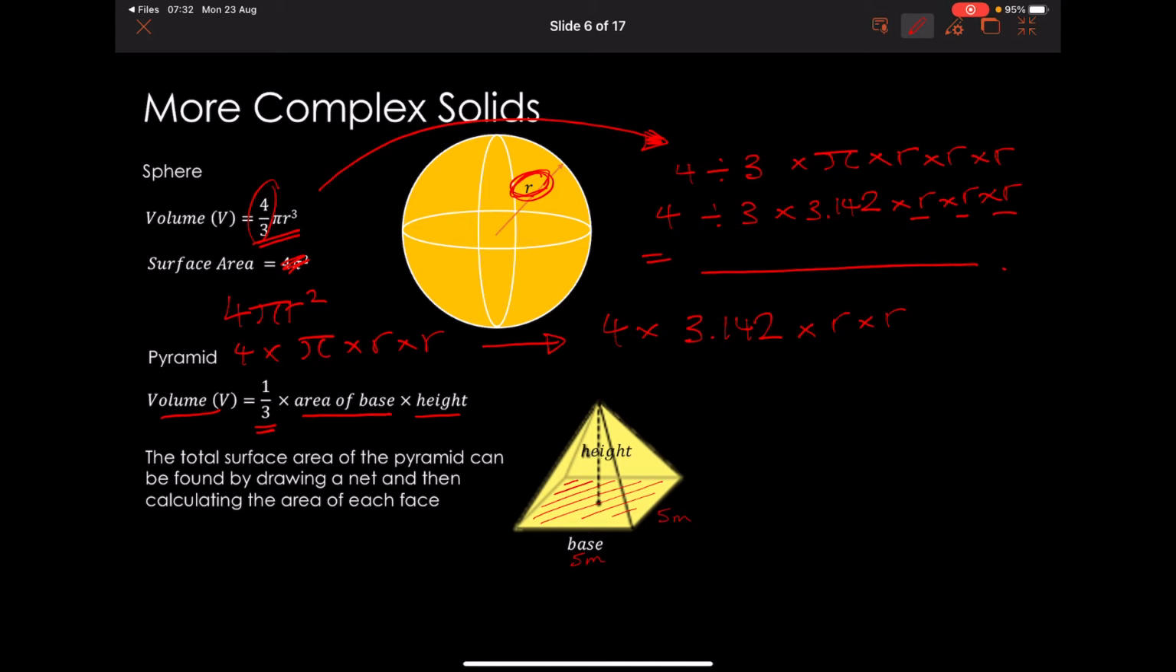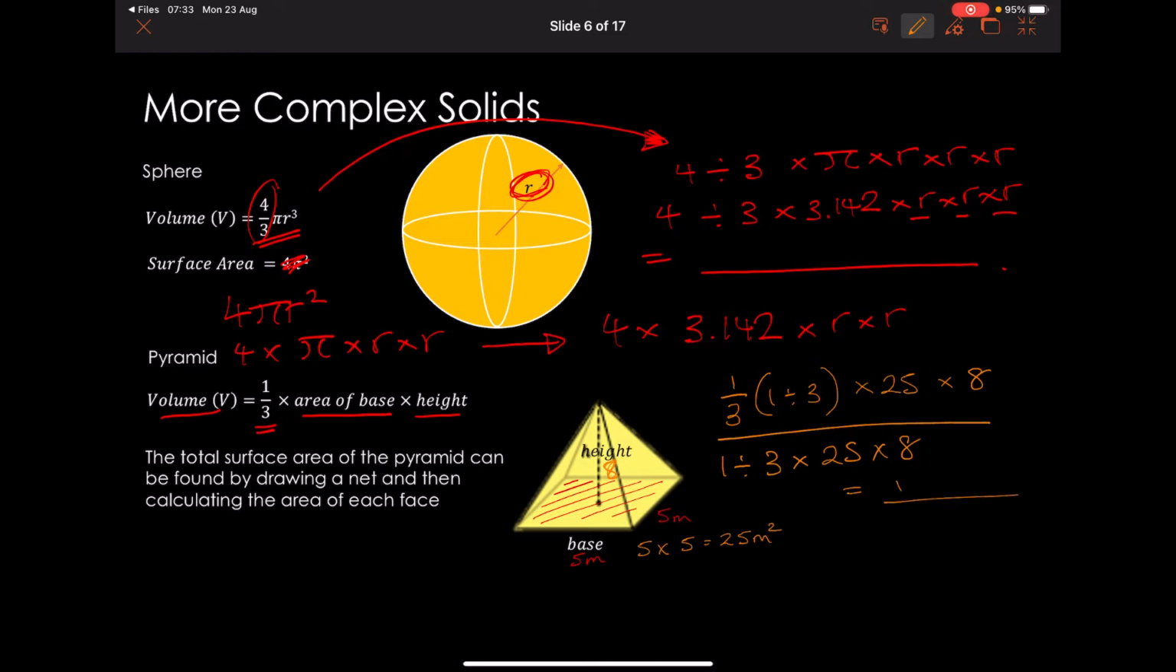The volume of a pyramid would be a third, or 1 divided by 3 if you like, times by the area of this base. Well, the area of this base would just be 5 times 5 because it's a square. So that's 25 meters squared, times by the height. Let's say the height was 8. It would then be times by 8. So in your calculator, you can just do 1 divided by 3 times 25 times 8, and it will tell you the volume. You've just got to remember these formulas and you put the correct numbers in.